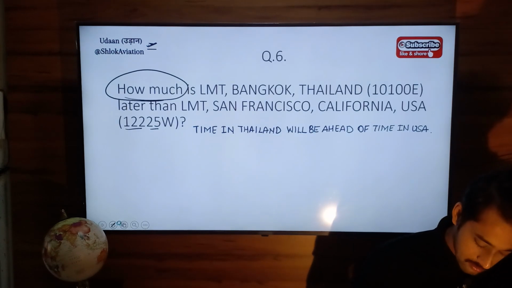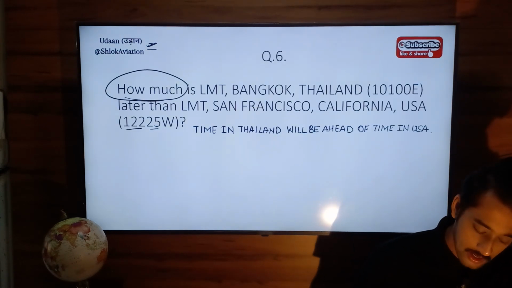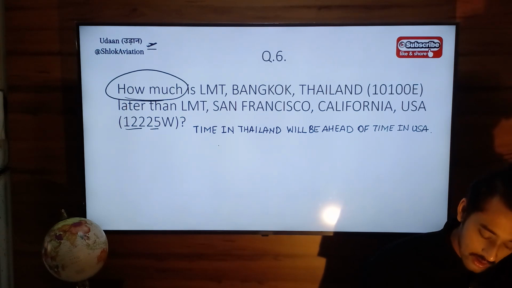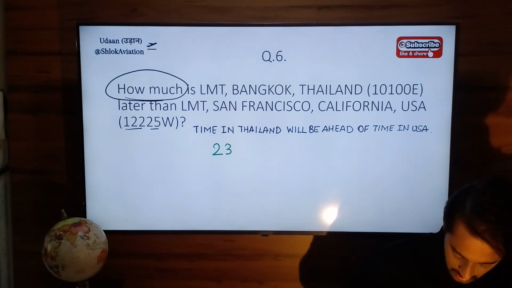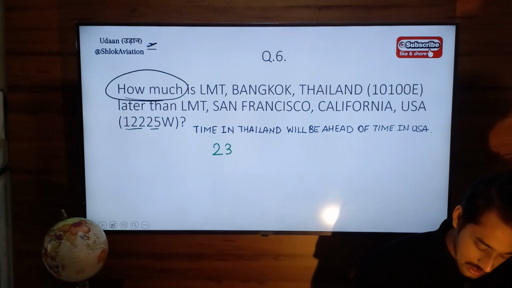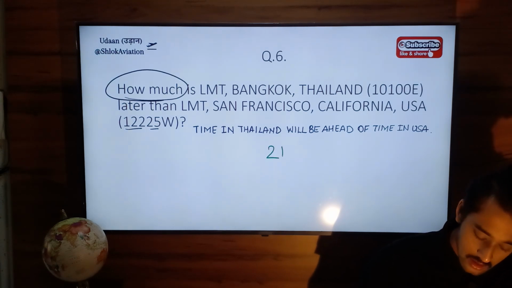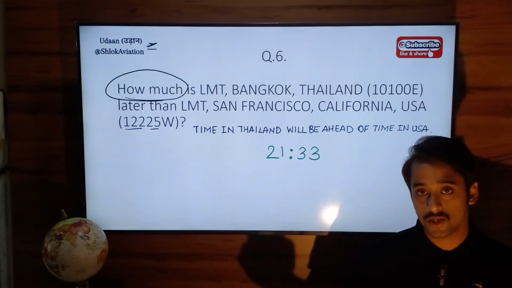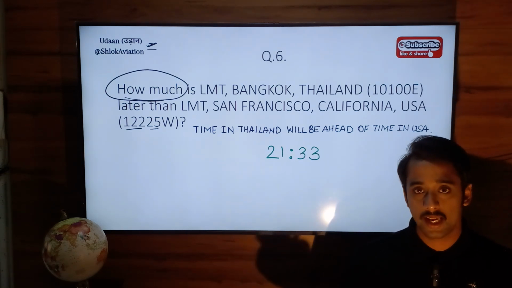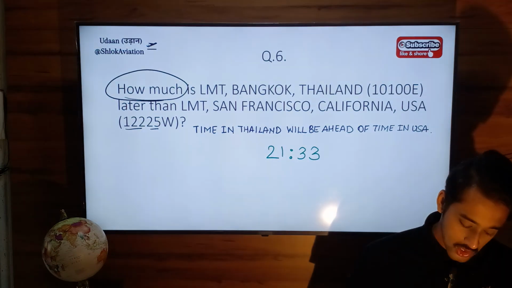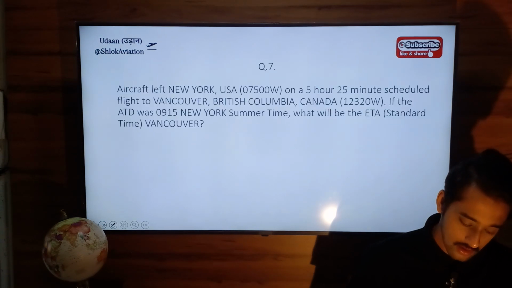So Bangkok time will be ahead of California by 21 hours 33 minutes. It's the time difference between Thailand time and California time, US. So let's go to question 7.